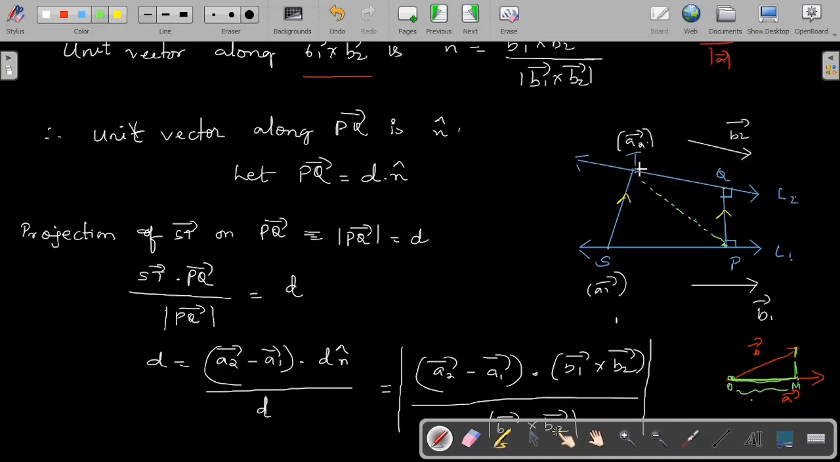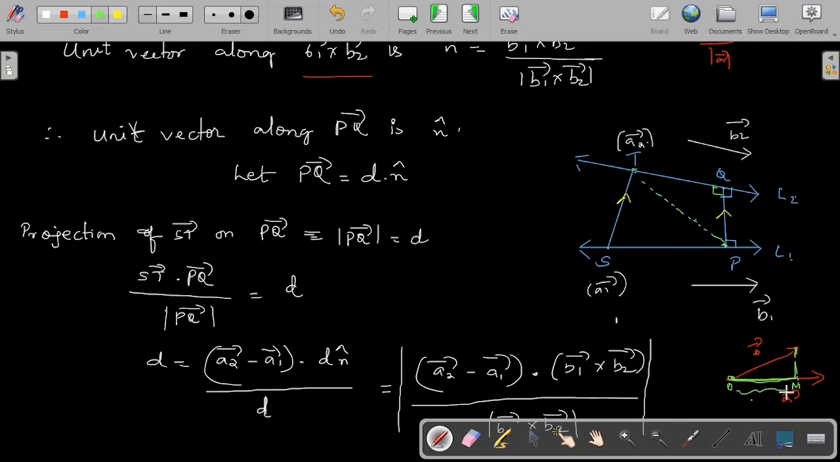Now, no need to draw perpendicular because this is already perpendicular. We have seen that this PQ vector is perpendicular to L2. Therefore, this line acts as perpendicular to PQ. So, therefore, the projection of ST vector onto PQ vector is nothing but magnitude of PQ vector, which is nothing but the shortest distance between two lines. So projection of ST vector on PQ vector is equal to magnitude of PQ vector.